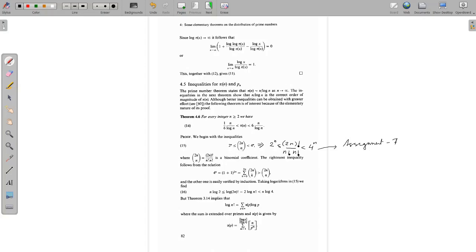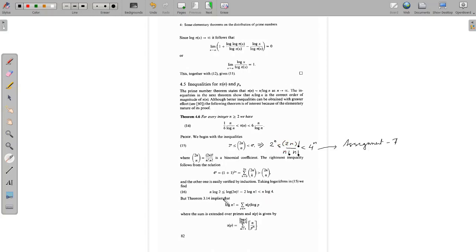Okay, so we start with this. By taking log on these inequalities, you can get n log 2 less than or equal to log 2n factorial minus 2 times log n factorial less than n log 4. This is by taking a logarithm on this.